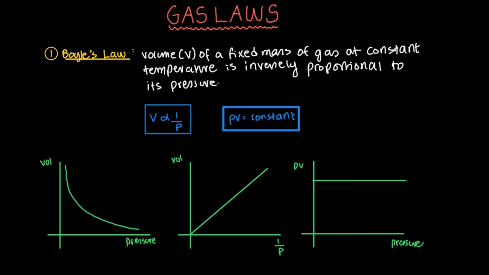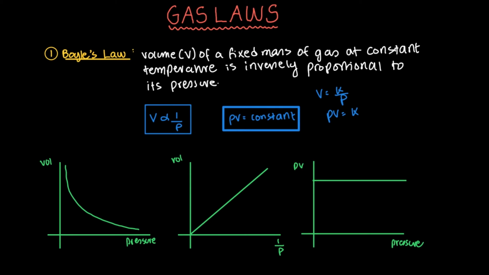Now Boyle's Law states that the volume of a fixed mass of gas at constant temperature is going to be inversely proportional to its pressure. So this is the equation for inverse proportionality. If we remove this proportionality sign, we're going to add a constant, which is going to be K. So what we're going to get is V equals K upon P, and then we get PV equals K, which is your equation over here. PV equals constant.